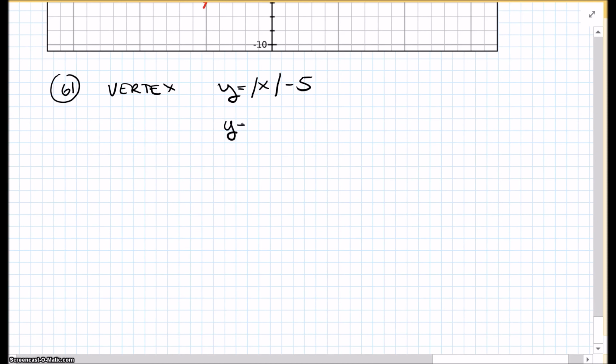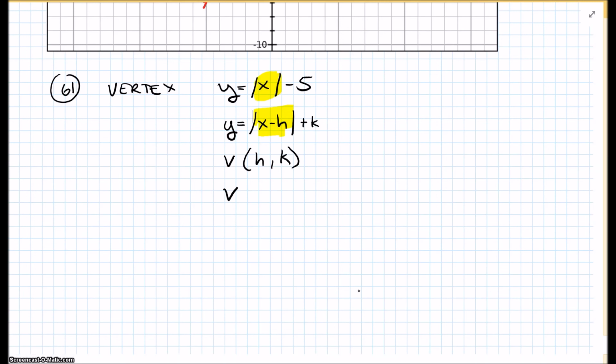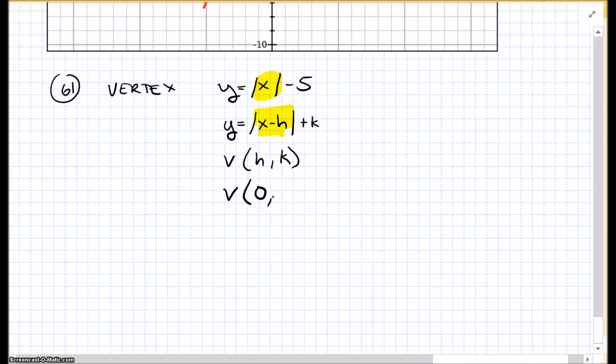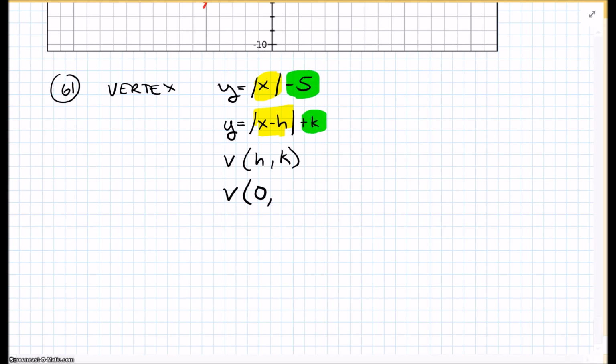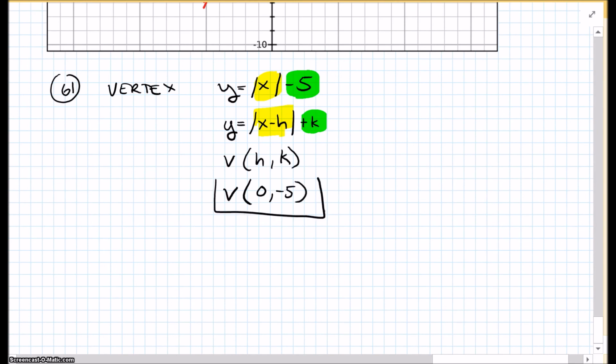Again, y is going to equal the absolute value of x minus h plus k, where our vertex is (h, k). Looking at the equation, there's nothing inside the absolute value but x, so my h value is 0. My k value is minus 5. So my h value is 0, my k value is negative 5, so my vertex must be (0, -5).